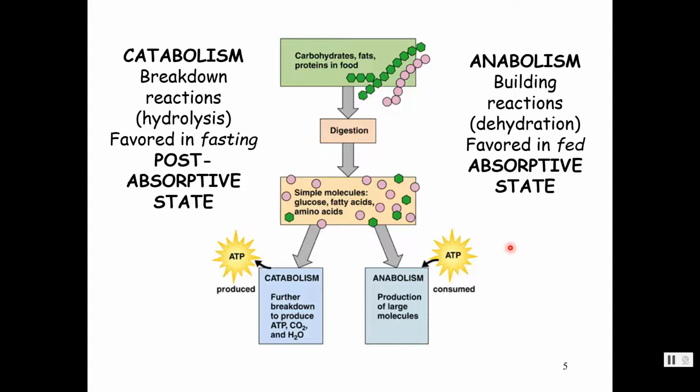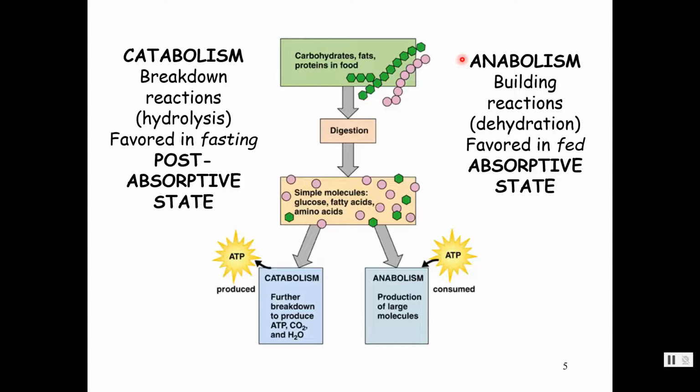Over here, we have anabolism. We are made up of the same molecules as the food that we eat. All living things are made up of those same building blocks. So we can also take those building blocks, those simple sugars, fatty acids, and amino acids, and we can build body structures. And that requires ATP. So anabolism, those building reactions, are going to be through dehydration. Those are going to be favored in the fed state, the absorptive state.